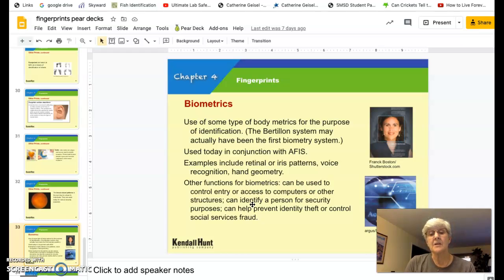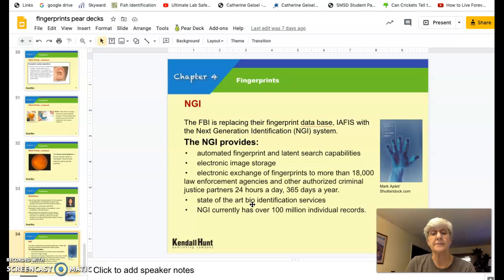A lot of times they'll use retinal patterns or voice patterns or hand geometry along with the fingerprints. So biometrics can be used to control entry or access for computers or other structures. It can identify a person for security purposes, and it can help to identify theft or social security fraud.